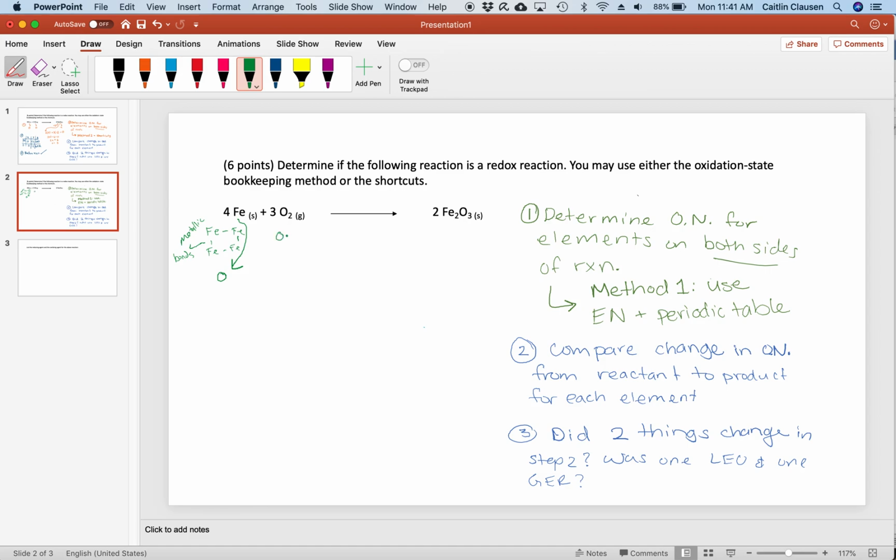Same for an elemental compound, oxygen bonded to oxygen. There's no atom that's more electronegative than the other, so the oxidation number is 0. Again, coefficients don't count. Now we come to the product.